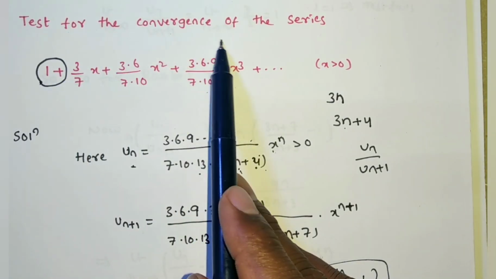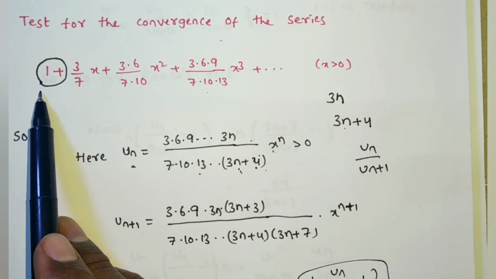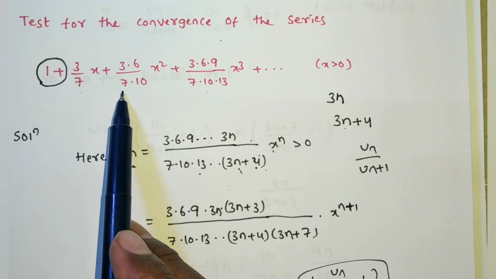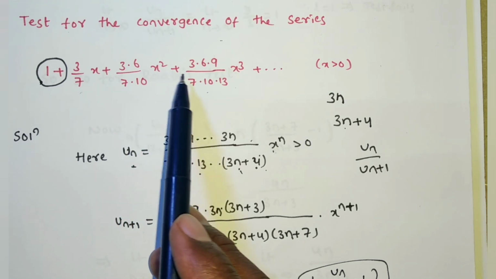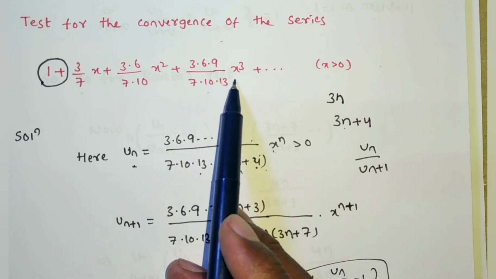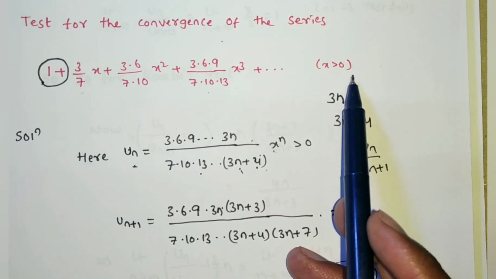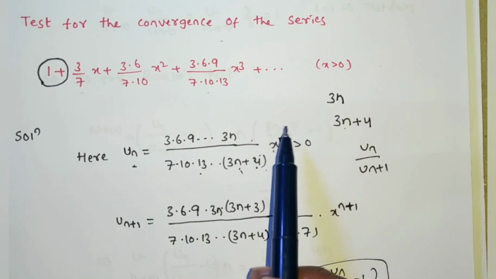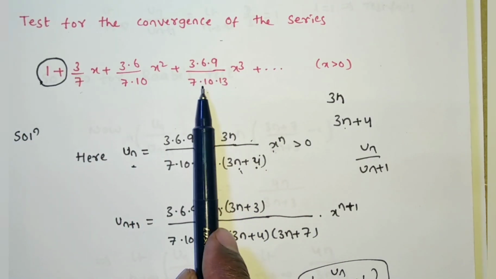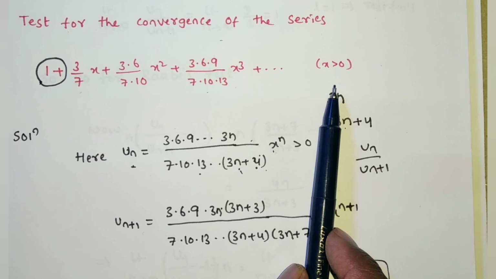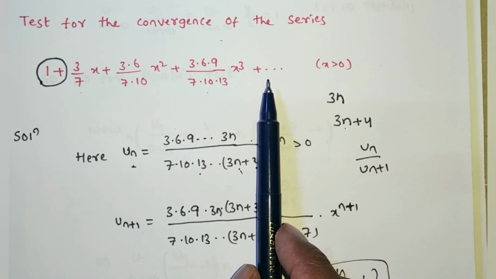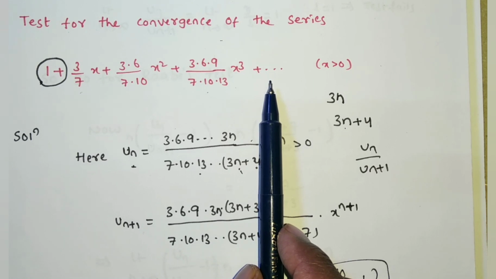Test for the convergence of the series 1 plus 3 by 7 x plus 3 by 6 by 7 into 10 x square plus 3 into 6 into 9 by 7 into 10 into 13 x cube plus so on, where x is greater than 0. See, here they have given the first term, second term, third term, fourth term, sum of the series. Have they given the nth term in the series? No. So we have to find out the nth term.